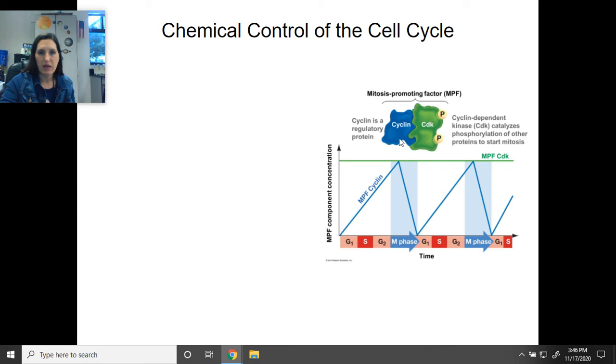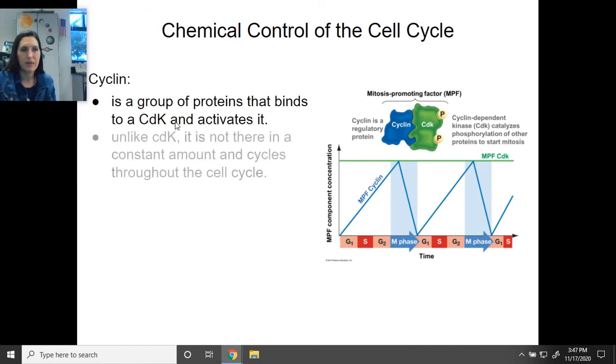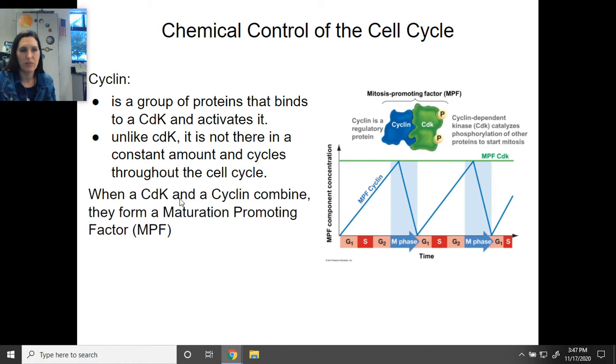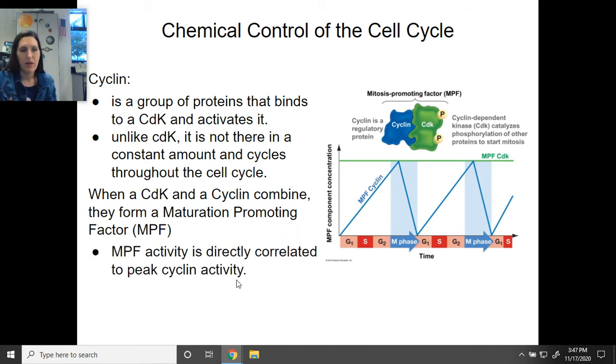Okay, this is the cyclin, and it's binding to that CDK, and here are the phosphates that pop off for a phosphorylation. So this is the mitosis promoting factor. It's also called the MPF. Okay, cyclin is a group of proteins that binds to the CDK and activates it. Unlike CDK, it is not there in a constant amount and cycles throughout the cell cycle. When CDK and cyclin combine, they form the maturation promoting factor, the MPF. The maturation promoting factor activity is directly correlated to peak cyclin activities. So we see here's the MPF cyclin and then the MPF CDK. So we see them at the maximum peaks coming up through each one of these.